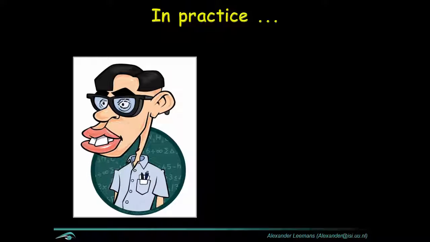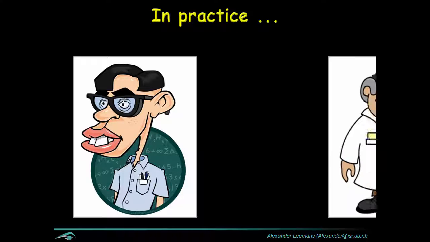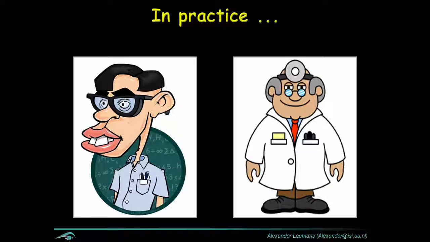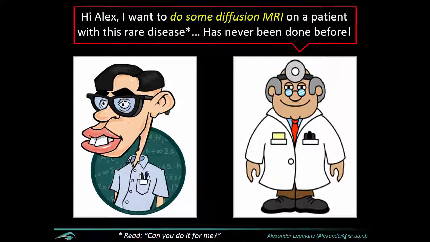Okay? And I'll just give you an example of how things work in my lab. So that's me, sitting in my office, and here's a handsome and rich Dr. Bob again, and he steps into my office, and he says, "Hi, Alex, I want to do some diffusion MRI on a patient with this rare disease. Has never been done before." Okay, so that's kind of how it starts. And obviously he's trying to lure me into doing a lot of work because he thinks things are publishable and very exciting. But I highlighted this area here, right?